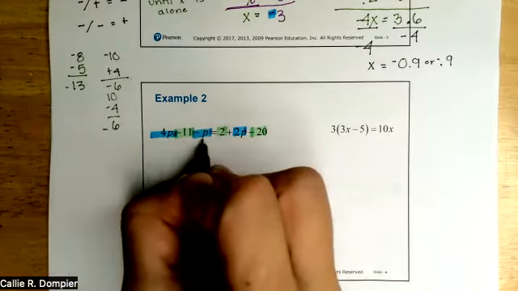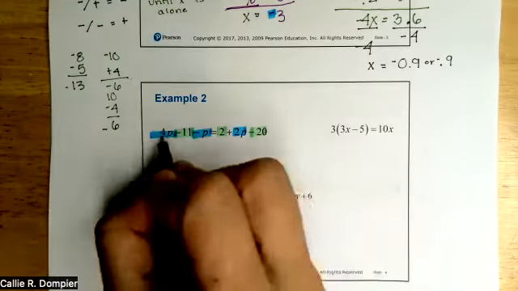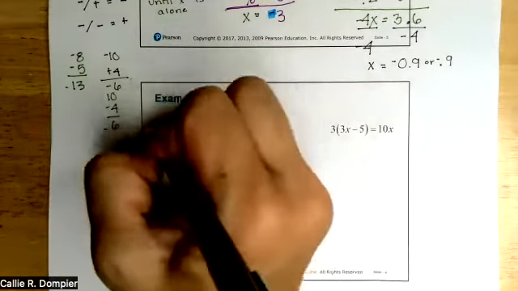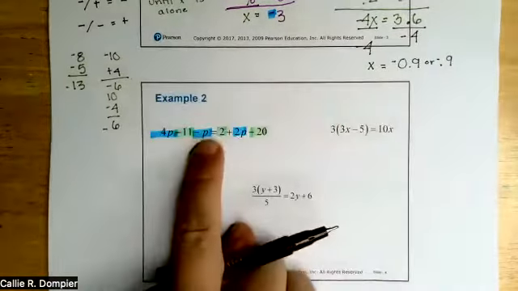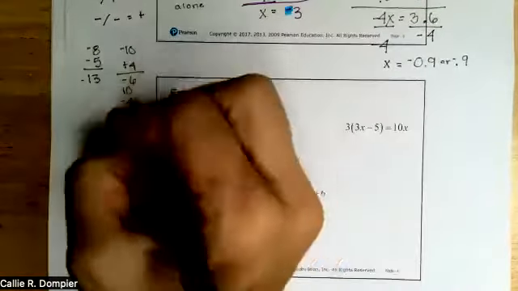So again, combine like terms on each side. 4p minus 11 minus p. We're just combining 4p minus 1p, right? 4 minus 1 is 3.